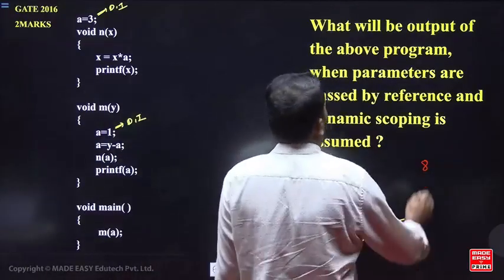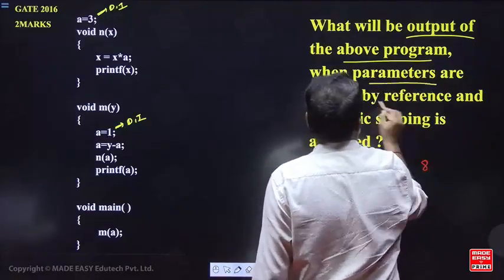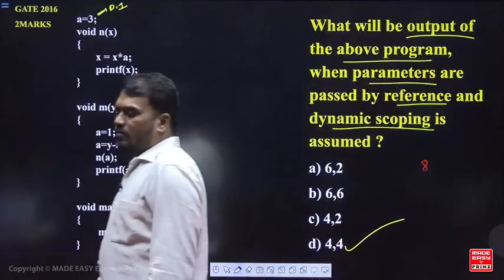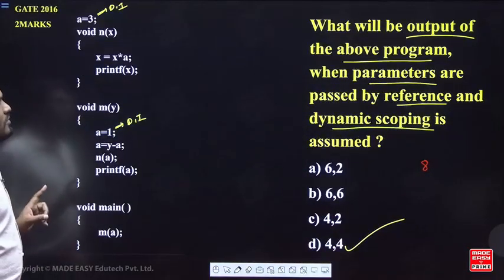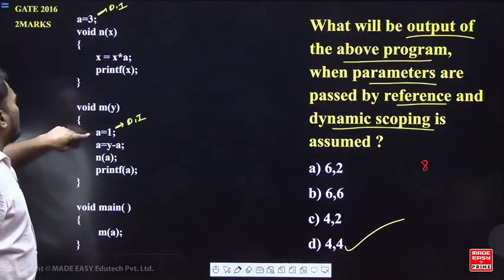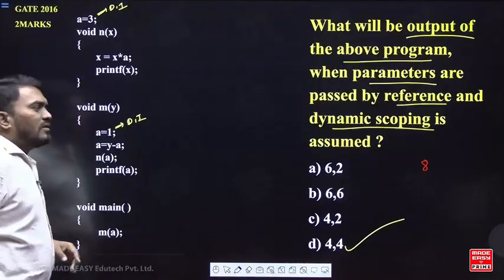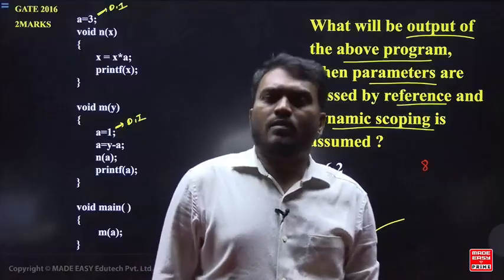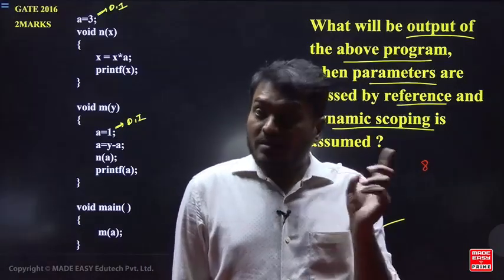Okay, so it's asking what will be the output of the above program when parameters are passed by reference and dynamic scoping is assumed. Understand carefully. In the question, integer is not given anywhere, so that is called pseudocode. Nowhere is it given as integer. So that is a pseudocode. I told you in the scope.